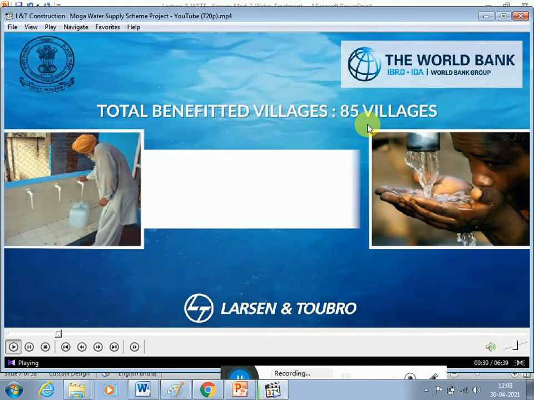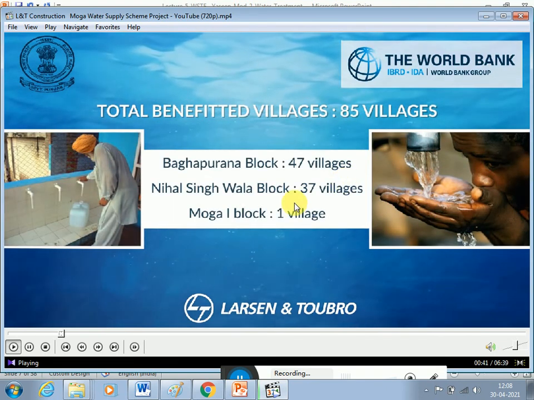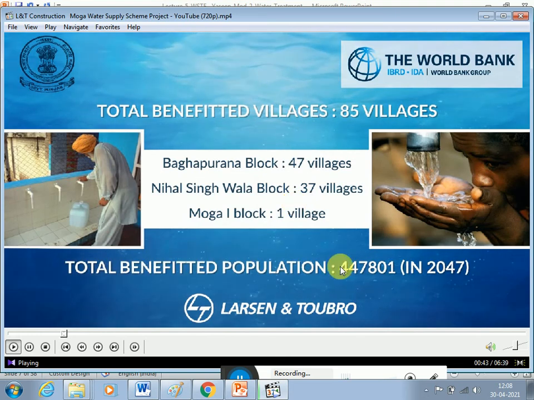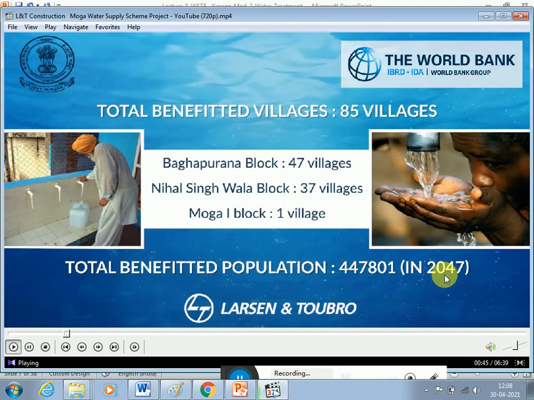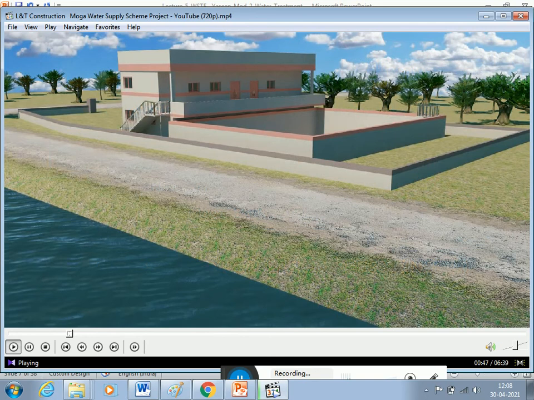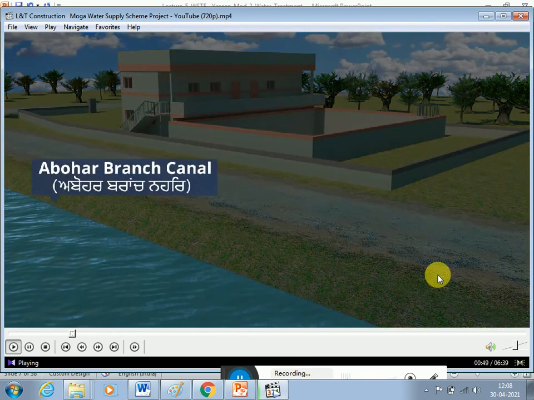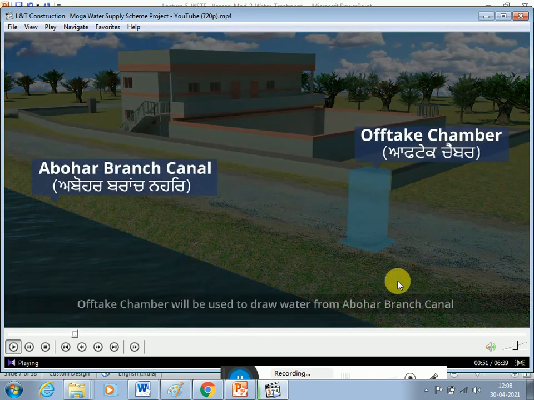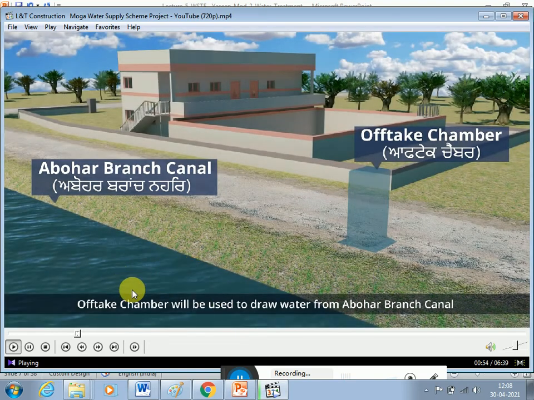So total benefited villages are 85 villages, and the total population that is predicted, as you can see, it was in 2017, 2050 or 2047, 3 decades of planning is being done. So here this is the source of the water. As you can see, the water is extracted from this Abohar canal by this offtake chamber.